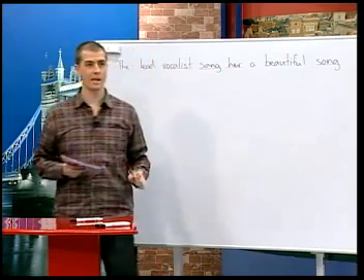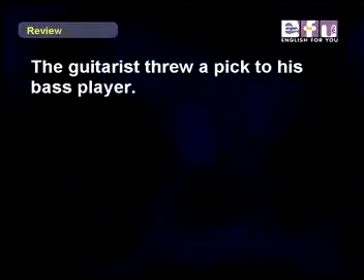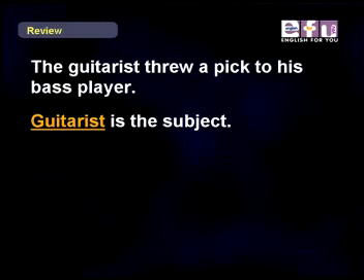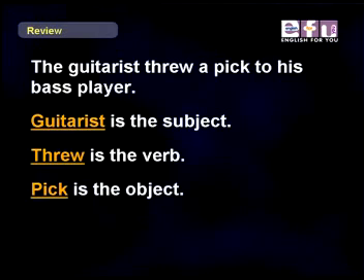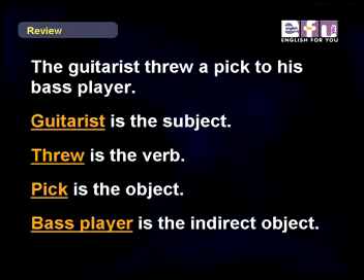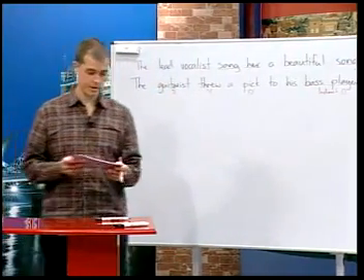Excellent. Okay, very good. Here's a sentence for you, Lewis. The guitarist threw a pick to his bass player. Guitarist is the subject. Okay, this time we'll do the different way. S for subject. Threw is the verb. Okay, good. Verb. Pick is the object. Okay, which object? It's only one. We'll call that one object. Bass player is the indirect object. Okay, good. Great.